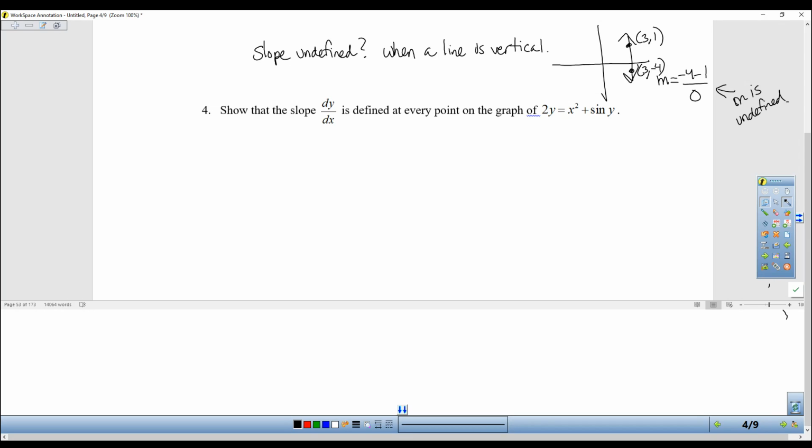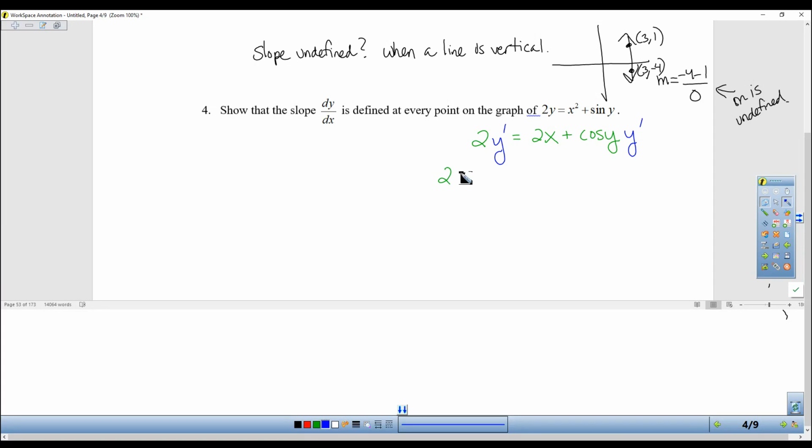So let's do the implicit differentiation. The derivative of 2y is going to be 2. Because I'm doing a y, I have to write y prime, is equal to 2x. And the derivative of sine is cosine of y. It's always the same. But since I took the derivative of y, I need to write y prime.